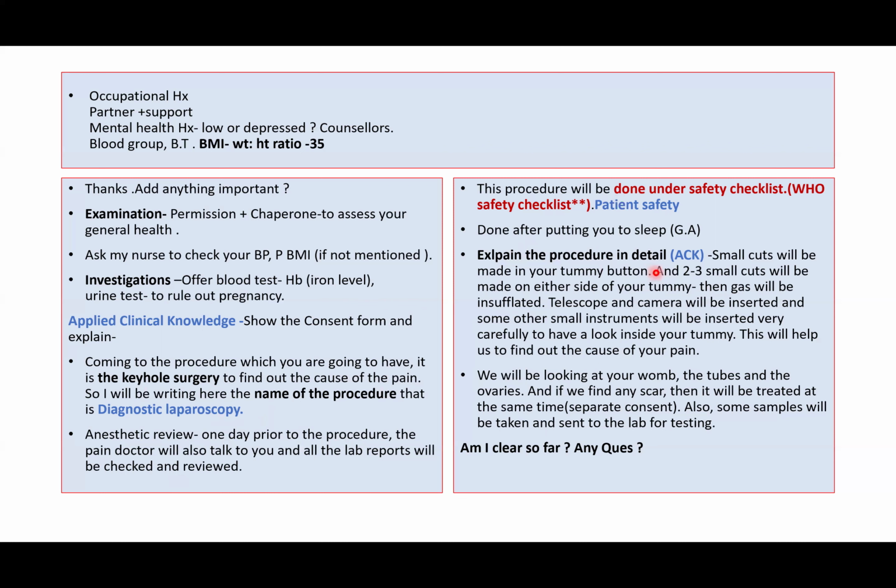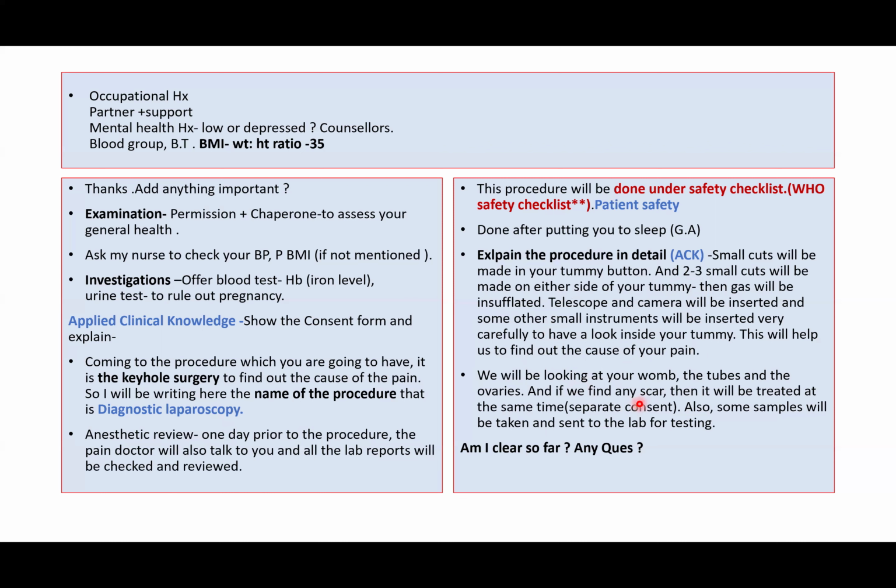Now, regarding the procedure, may I know, do you have any idea about the procedure, how it is done? Okay, this is a keyhole surgery in which small cuts will be made in your tummy button and 2 to 3 small cuts will be made on either side of your tummy. Then gas will be insufflated and a telescope and camera will be inserted, and some other small instruments will be inserted very carefully to have a look inside your tummy. Now, this will help us to find out the cause of your pain.